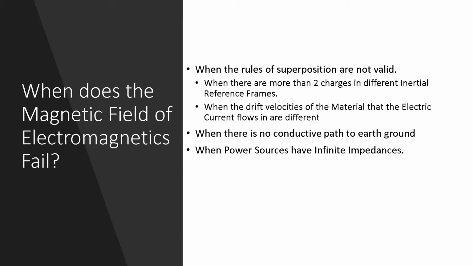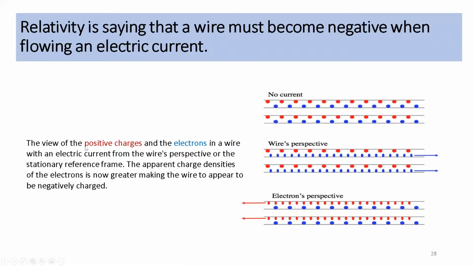And the other thing is power sources having infinite impedances. If you have a power source with infinite impedances, all of a sudden electromagnetics is going to start to break down, and we'll show that later. Okay, so we're back to this thing here. The view, like I just described, of the positive charges and electrons in the wire when electric current is flowing, from the wire's perspective and the stationary reference frame, the apparent charge density of the electrons is now making the wire appear to be negatively charged from the stationary point of view.